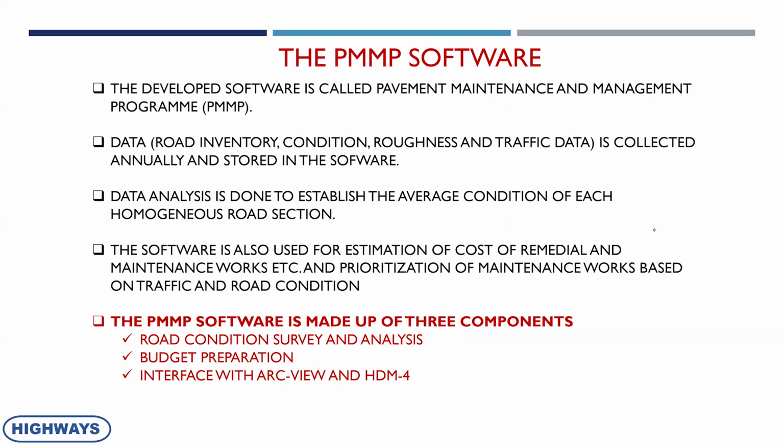So you look at the length of the road, you look at the width, you look at the road type. And then we also assess the condition based on the distresses that are manifested on the surface, the roughness. And then it also has a place for storage of traffic data. Then thereafter, once you store this information in and you run the software, then it's able to establish the average condition of each homogeneous section.